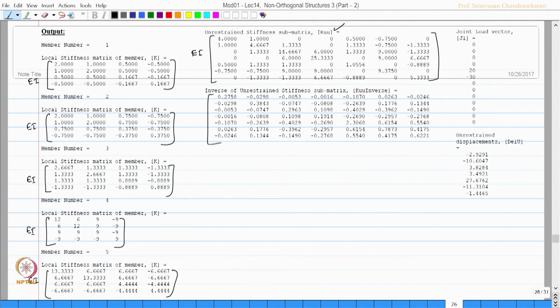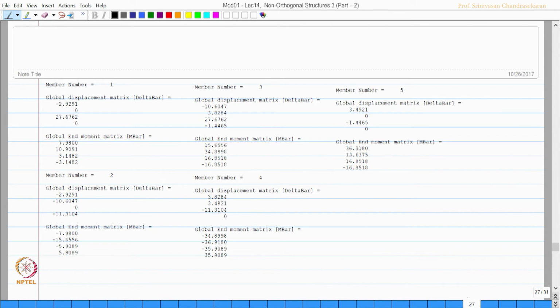We inverted this matrix. 1 by EI is there, we substituted joint vector and got del U, where 1 by EI is again there. Once we get this, we have obtained the end reactions of member 1, member 2, member 3, member 4 and member 5, which we can plot and give you the answers. I am plotting them here, member 1, member 2, member 3, member 4 and member 5.